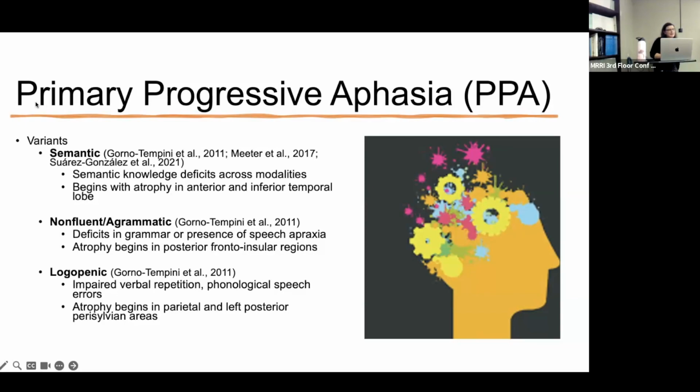The semantic variant, as the name suggests, is characterized by deficits in semantic knowledge across modalities, so not necessarily just limited to language. In this variant, we see atrophy begin in anterior and inferior temporal lobe areas. The non-fluent agrammatic variant is characterized by deficits in grammar and the presence of speech apraxia, so more motoric issues with speech. Atrophy tends to begin in the posterior frontoinsular regions. And then finally, the logopenic variant is characterized by impaired verbal repetition and phonological speech errors, and atrophy tends to begin in parietal and left posterior perisylvian areas.